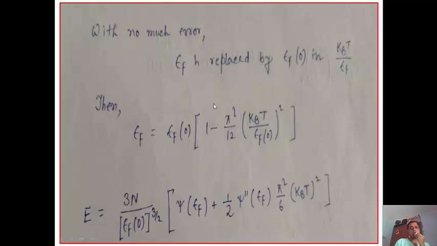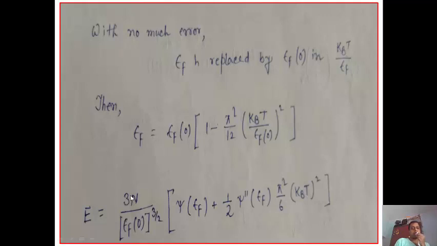This is the important relation that shows how epsilon f at any temperature can vary with temperature when the epsilon f at T equals 0 Kelvin is known. This is the important relation we have to remember.